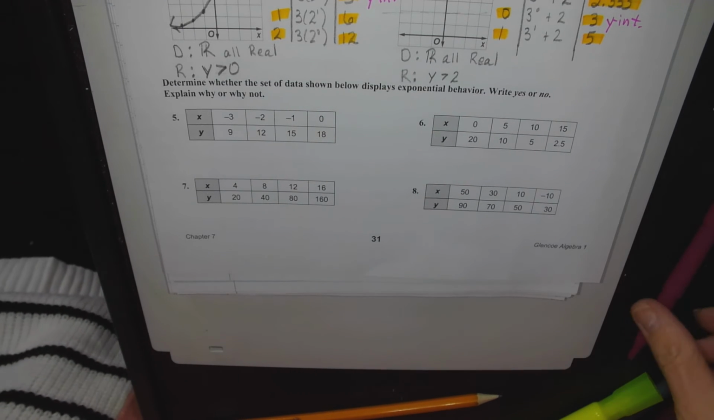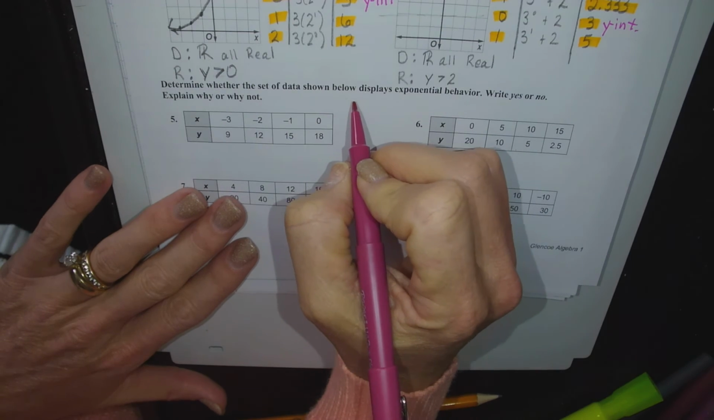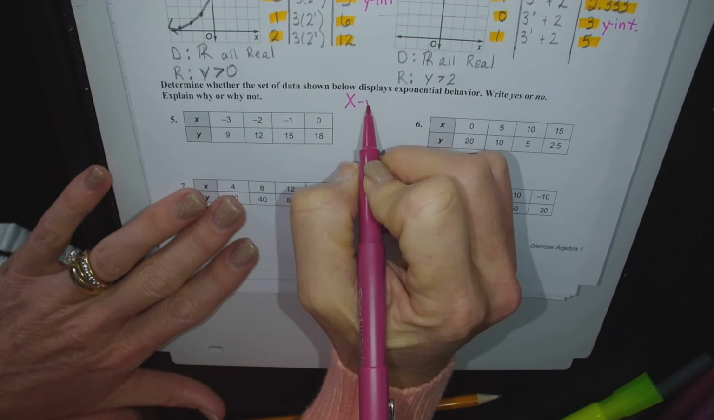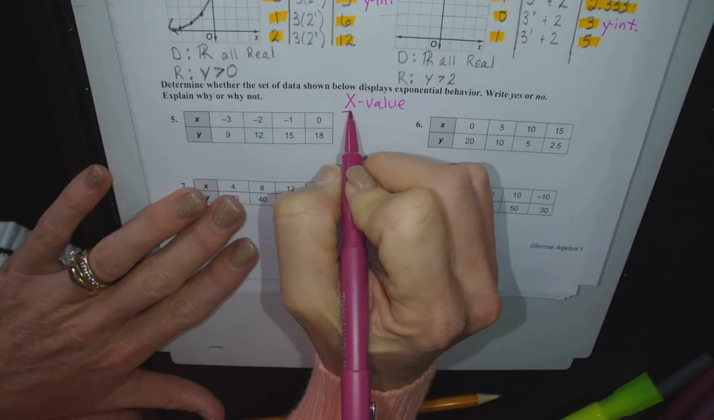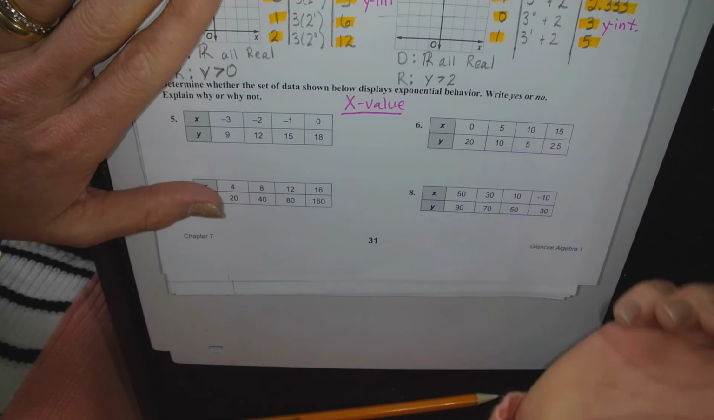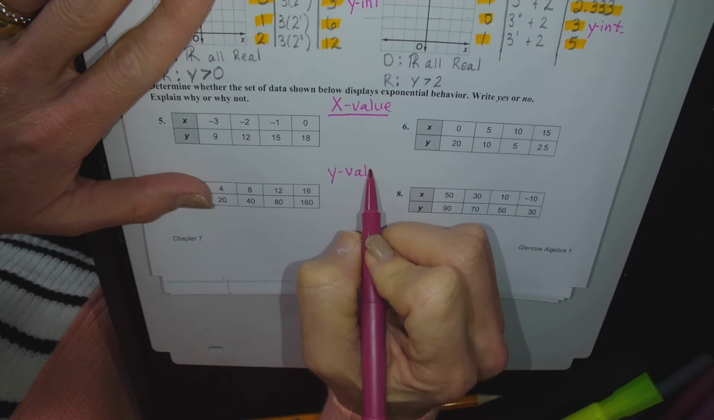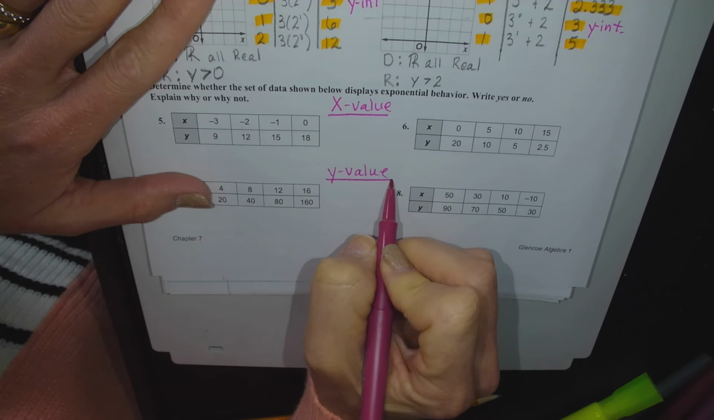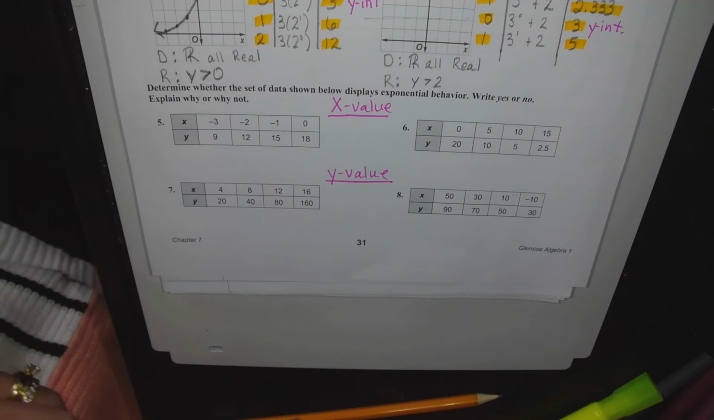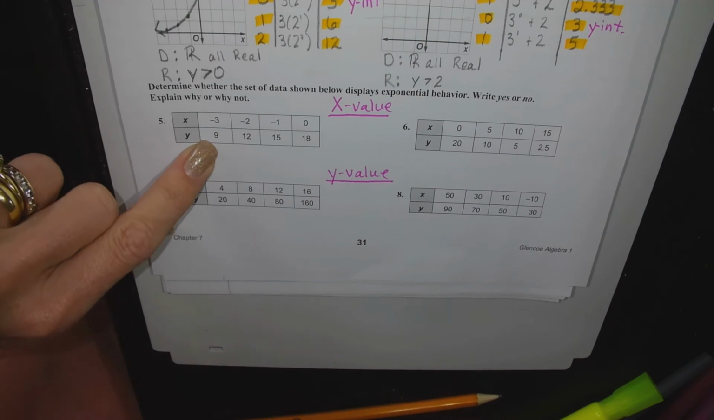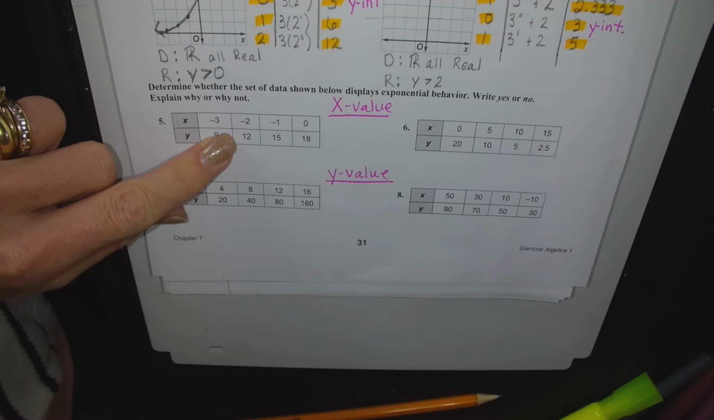Determine whether the set of data shown below displays exponential behavior, okay? This is pretty easy. Write yes or no, explain why or why not. All right, I'm going to write some notes for you. You will want to write them down. X value and Y value. Look at number 5. Look at the X's.